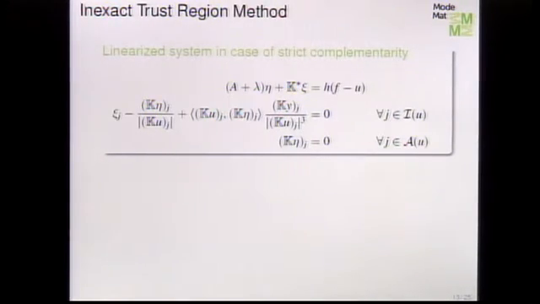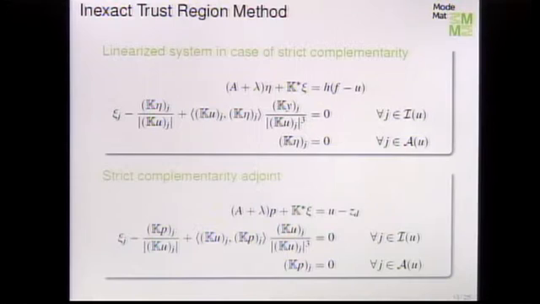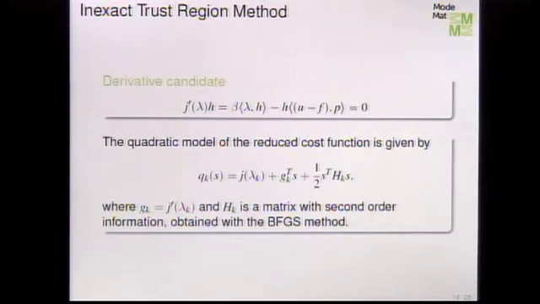And with this linearized system, we can derive a complementary adjoint. So this is the step that allows us to get a characterization for the adjoint, and then we can implement this adjoint numerically. And with that adjoint already calculated, we can actually get a derivative candidate. And with this derivative candidate, we can actually implement this trust region algorithm.